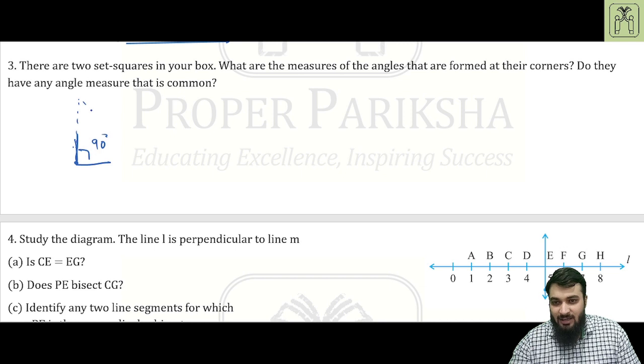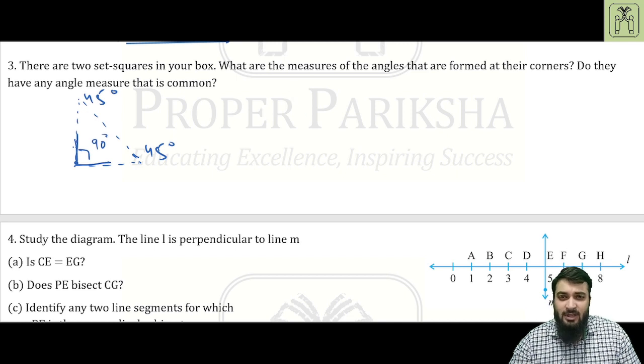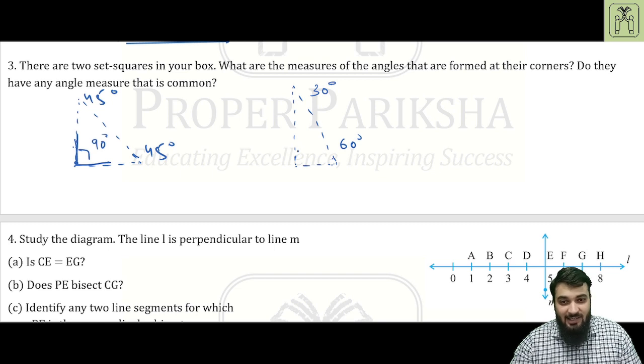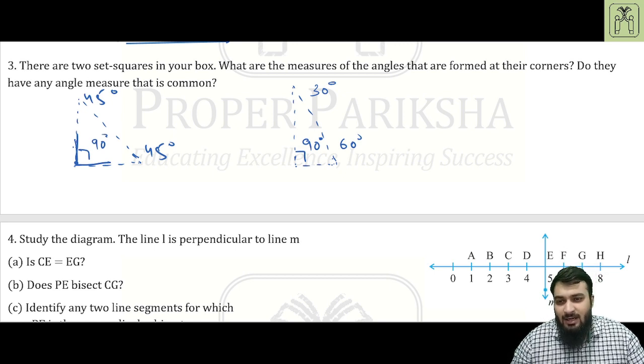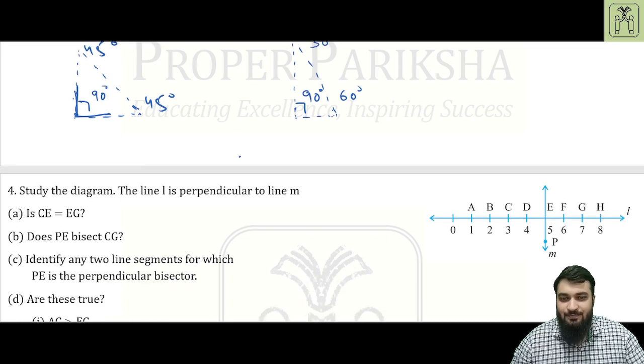and on the other hand, one set square has a 45 degree and 45 degree. On the other hand, the other set square also has the 90 degree, but it has angle measures of 60 degree and 30 degree on the other sides, but 90 degree again on the common side. Okay, you can measure the same with the help of a protractor. And proceeding to question number 4.